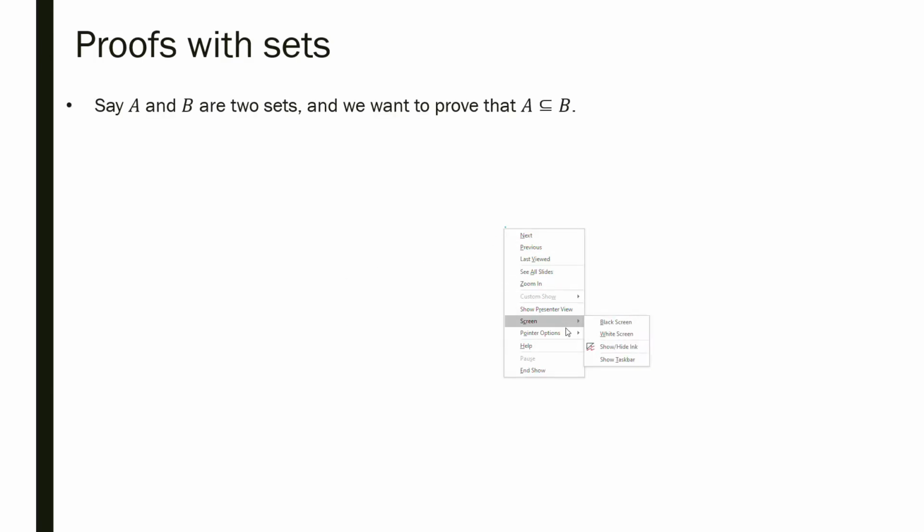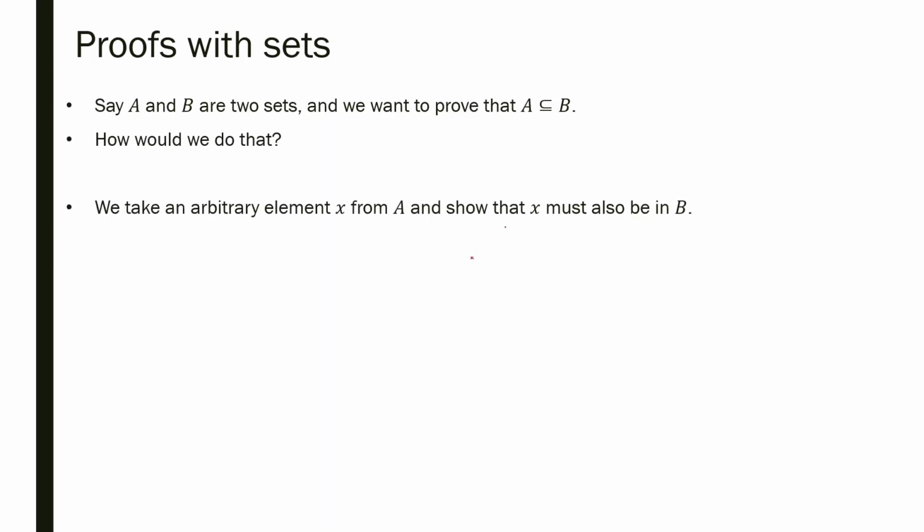Okay, so let's talk about some proofs, because of course we're going to throw some proofs into this section. Let's say A and B are two sets, and we wanted to somehow prove, maybe it's not so obvious, maybe it is, but we just want to prove that A is a subset of B. How can we do that? Well, the idea is you take an arbitrary element, call it X, and you take it from A. If you can show that that element is also in B, that means that A is a subset of B.